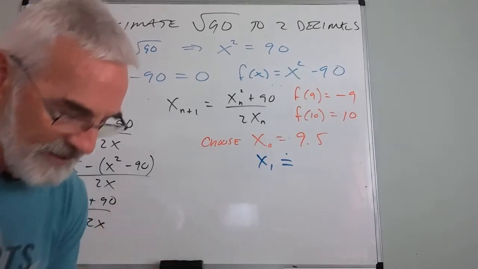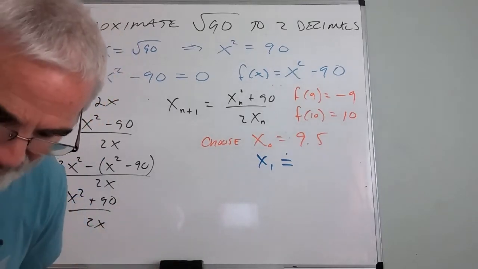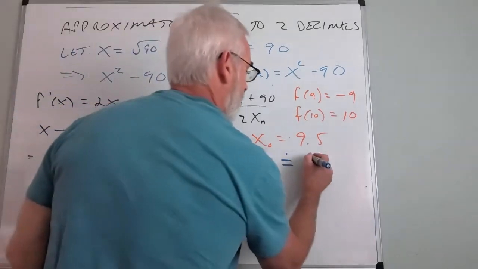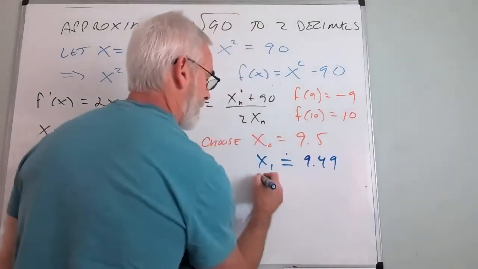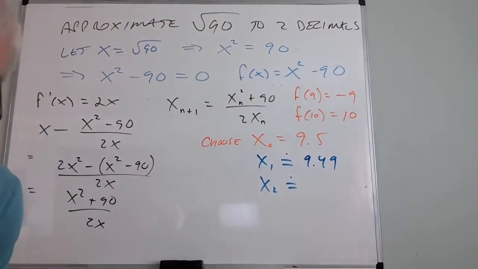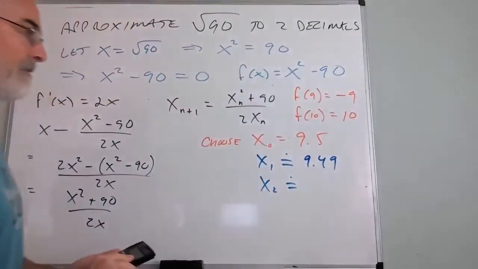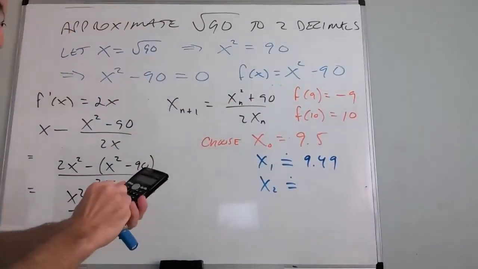All right, my first iteration, I said to 2 places. I got 9.486 something, so to 2 places, that would be 9.49. Now let's do our second calculation. That means I'm going to use 9.49. Remember, I said 2 places this time. So put 9.49 in there.